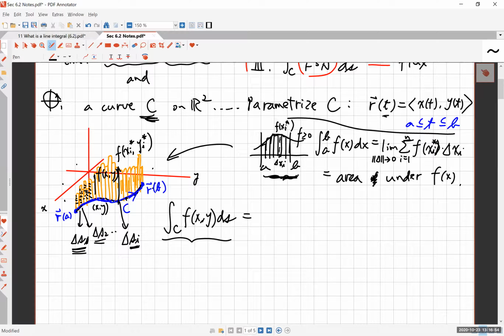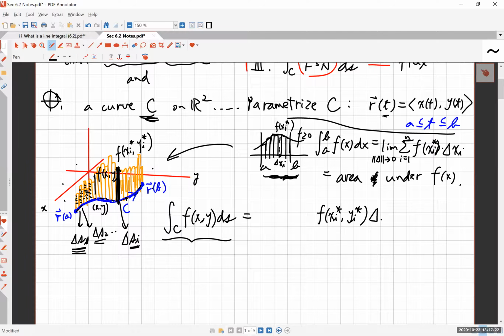yi star, evaluate the function at that point, and that's how tall this column is on top of that point, xi star comma yi star. And we evaluate how tall this is, multiply that by its length. So that is, let's see how can we write this? F of xi star comma yi star.